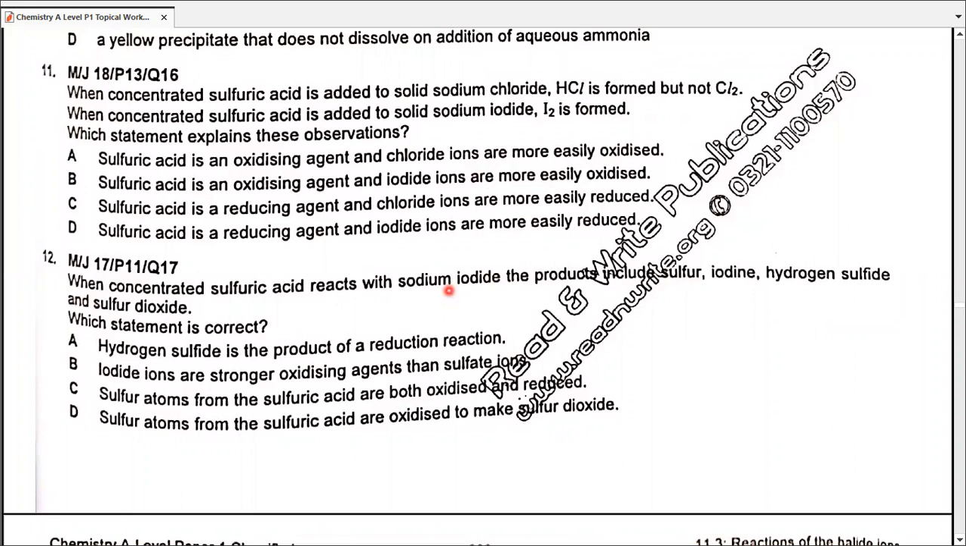When concentrated sulfuric acid reacts with sodium iodide, the products include sulfur, iodine, hydrogen sulfide, and sulfur dioxide. Which statement is correct? Sir, C.